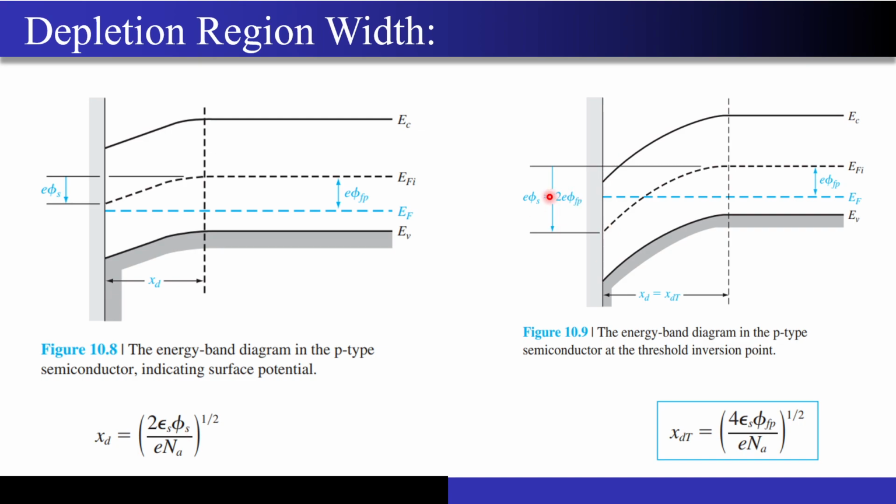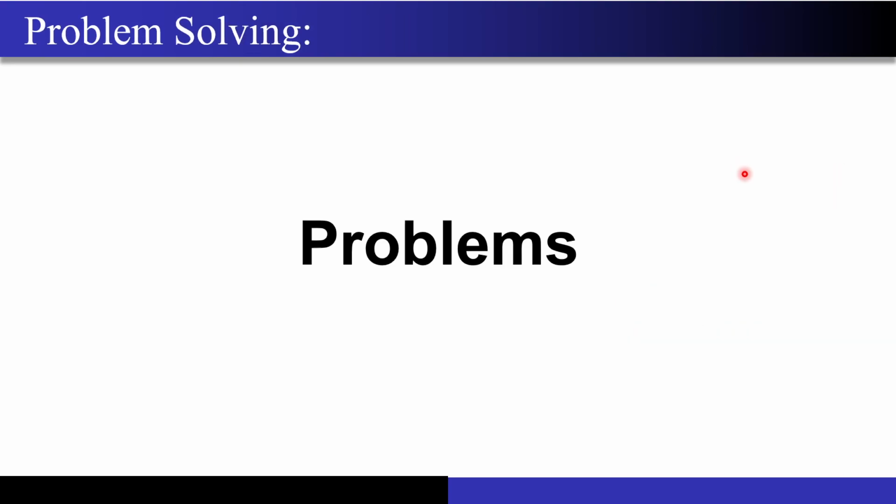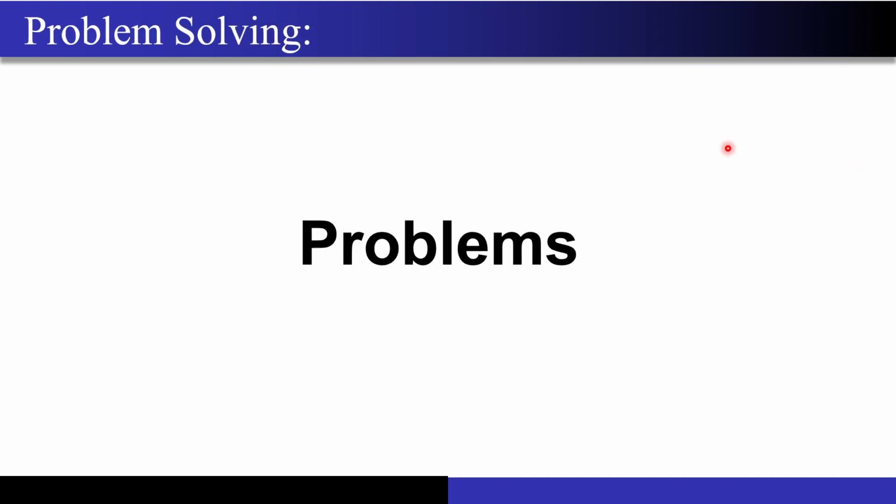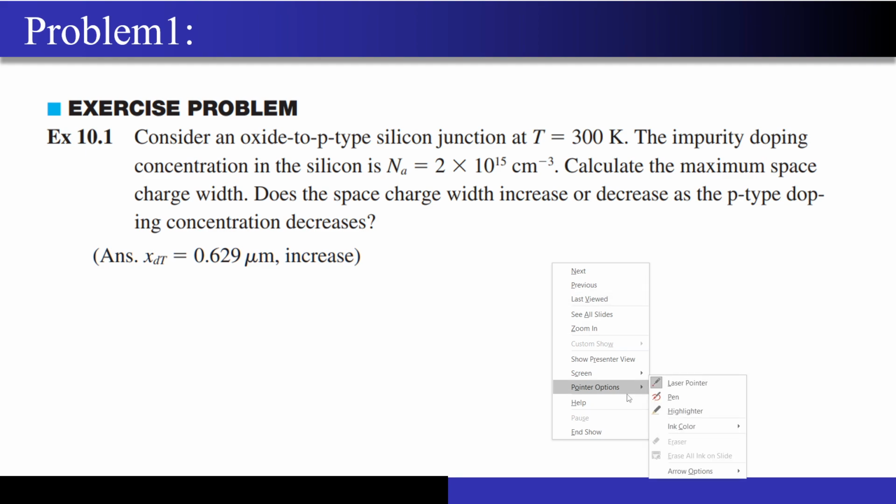And the moment I substitute phi s with 2 phi f, then you will get the maximum depletion width that you will be coming over here. And this phi f you know how to calculate, right? It is nothing but kT by q ln of Na over ni. So this is your phi fp, right? So now these were the basics that were necessary to solve the first few set of problems. Without any delay, I would like to solve a few problems over here.